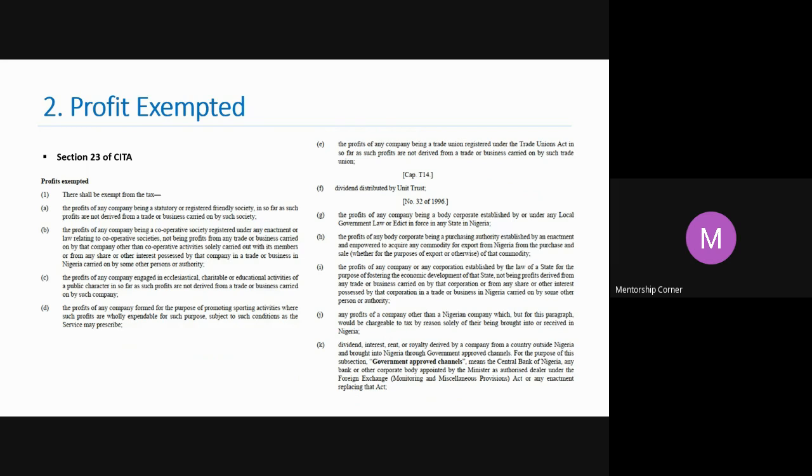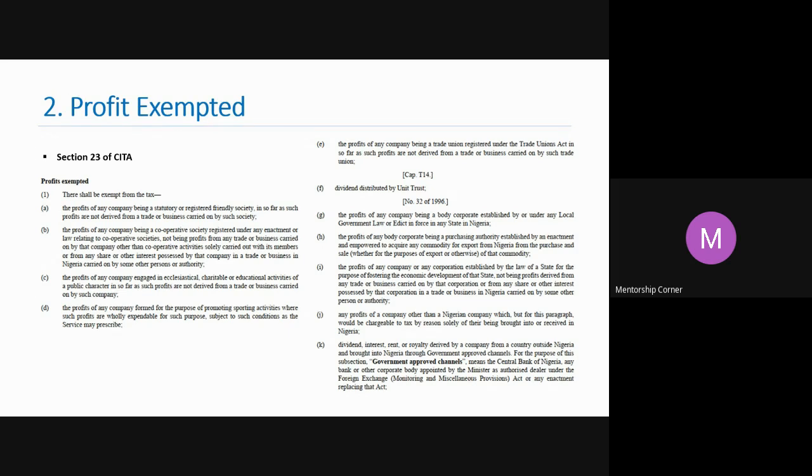Now, don't forget, this applies to the extent of the profit not being derived from trade or business. So they believe that those companies are providing what we call ecclesiastical services, right? So in that case, those kind of profits are not subject to CIT. But where it is purely a trade arrangement, then the profit will be subject to CIT.